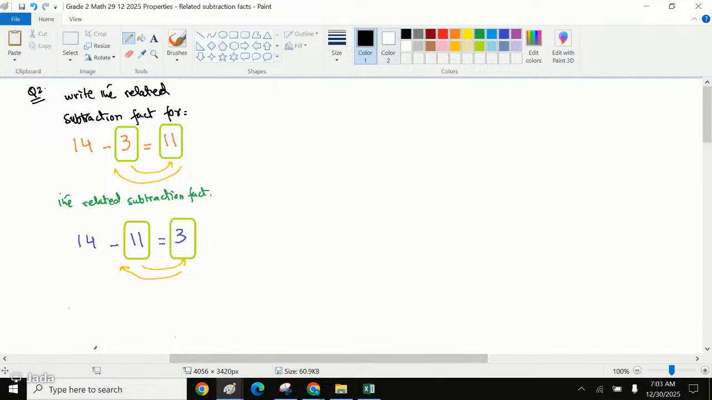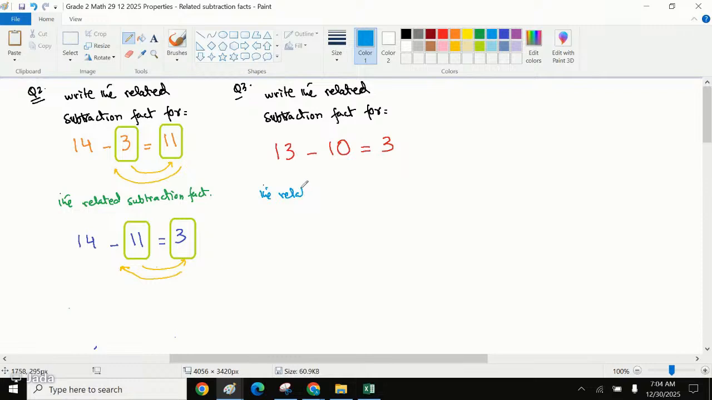In question number 3, what they're asking us is: write the related subtraction fact for 13 minus 10. When we subtract 10 from 13, we are left with 3. We need to give the related subtraction fact, right? So the related subtraction fact should be: 13 stays as 13. What we do is we simply swap the places of 10 and 3.